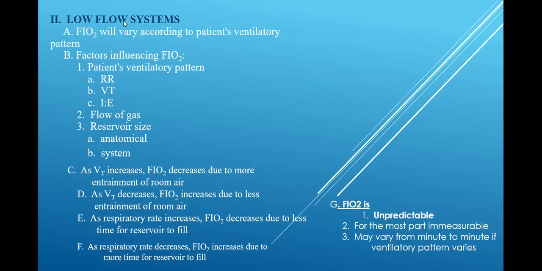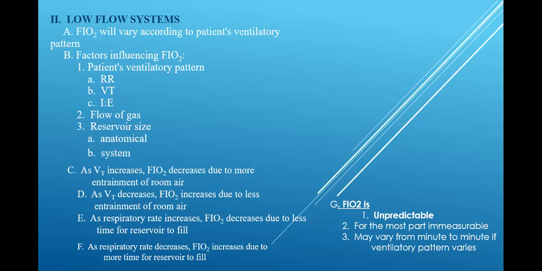In a low flow system, I cannot guarantee the FiO2. I can estimate, and I'm going to show you how we estimate it, but I cannot guarantee it. For the most part, it is immeasurable. It may vary from minute to minute, depending on the patient's ventilatory pattern. If I'm breathing slow with the nasal cannula, it may build up some more. If I start breathing real, real fast, it's going to go down because I'm pulling in all of this outside air. Okay, so I can't say how much FiO2 he's getting for sure on a low flow system. I can estimate based on how he's breathing, but I cannot guarantee.